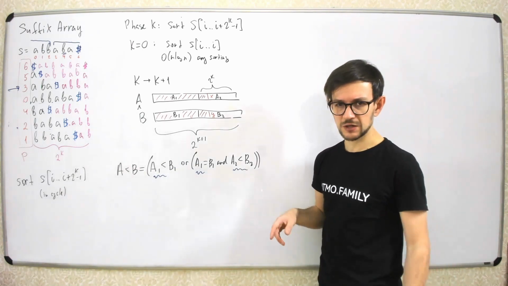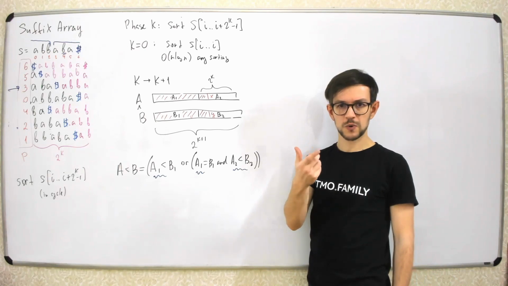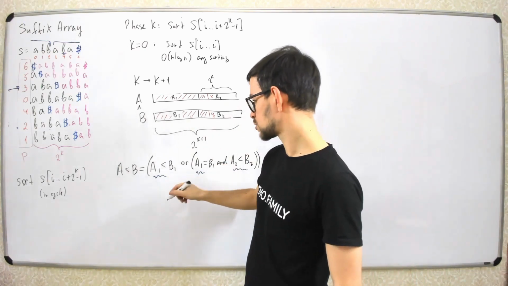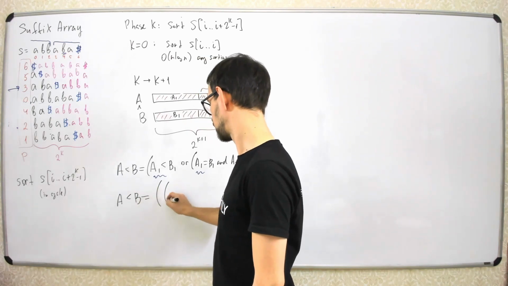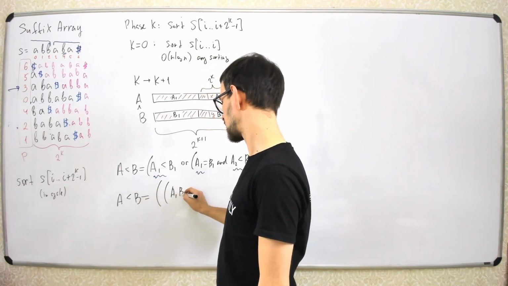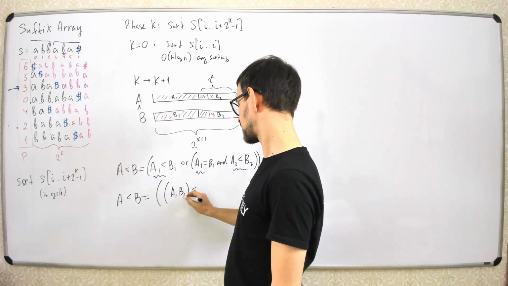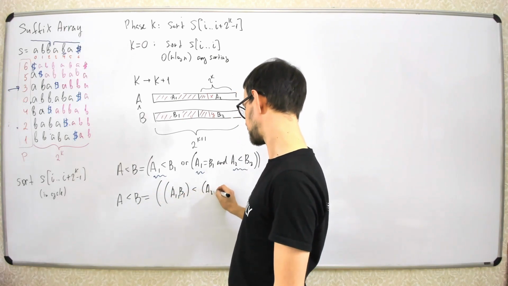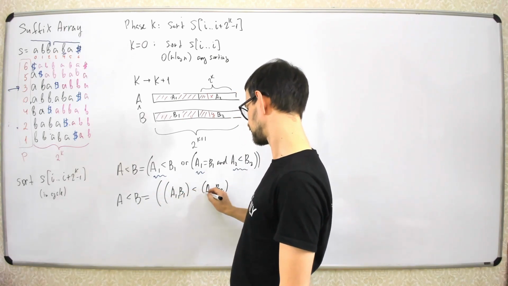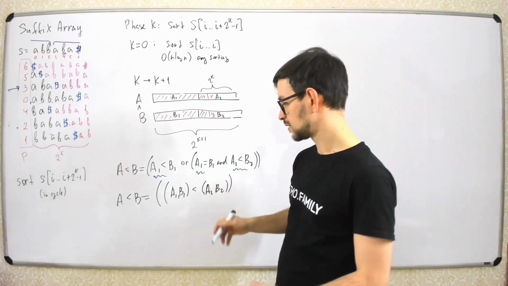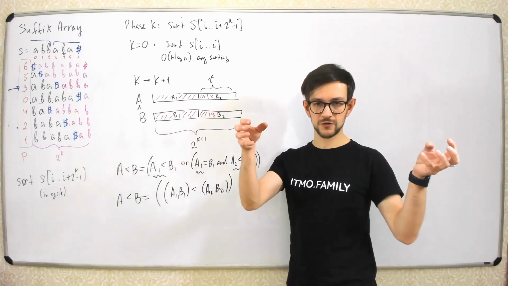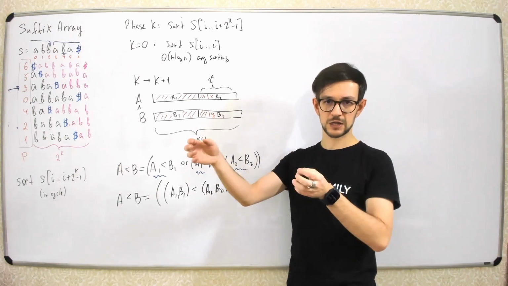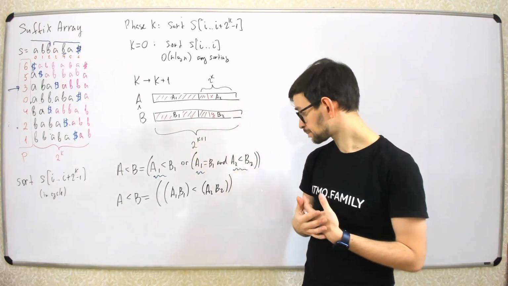You may think about this as comparing two pairs. Actually, it is the same as comparing two pairs. So we need to compare pair A1 B1 with pair A2 B2. Again, when you compare two pairs, you compare the first element of the pairs. If it is the same, you compare the second element of the pair.